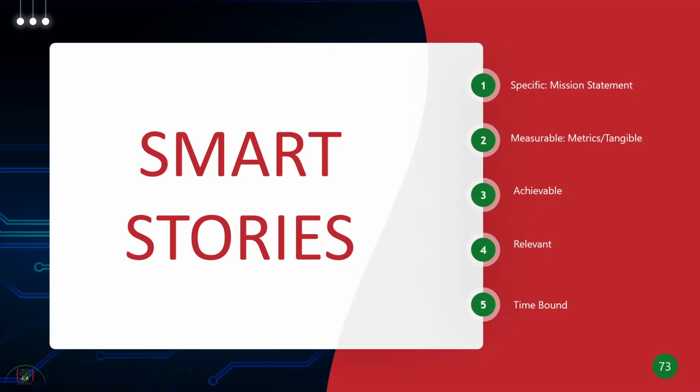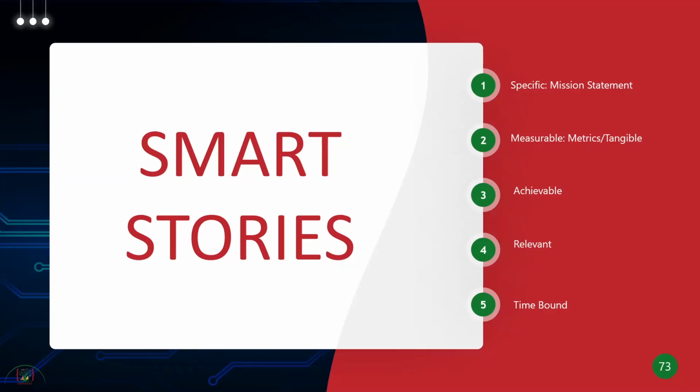Achievable. Don't say that you want to create a rocket ship in one sprint. Probably not going to work, right? Something that a team can achieve. It should be relevant. You try to have something which is relevant in the industry, which the customer actually wants. There's a demand for it, right?